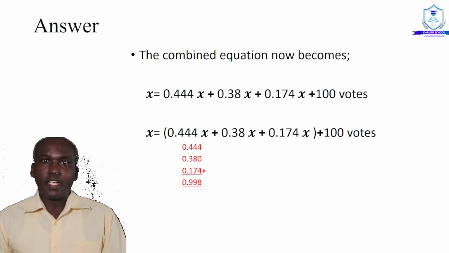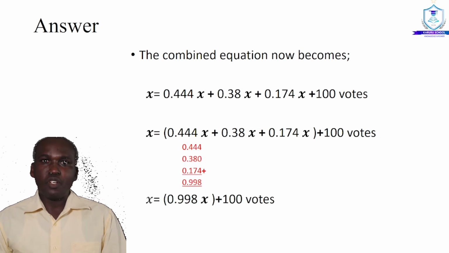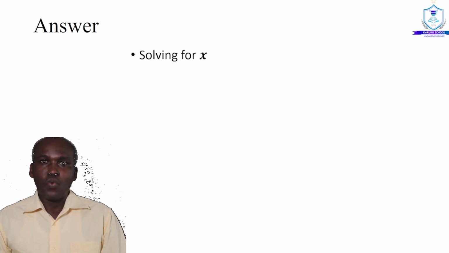Factor out x and simplify the resulting equation by adding together the coefficients of x. This gives us 0.444 plus 0.38 plus 0.174 equals 0.998. Therefore, our equation now becomes x equals 0.998x plus 100 votes. To get the actual number of votes cast, we will now need to solve for x.